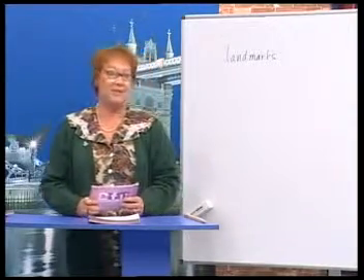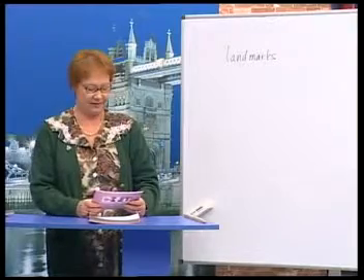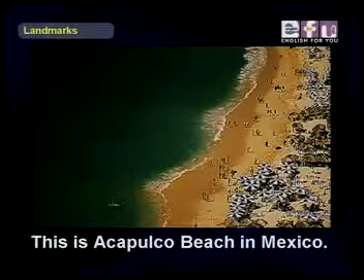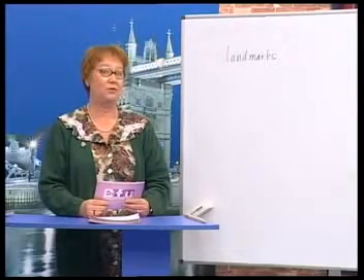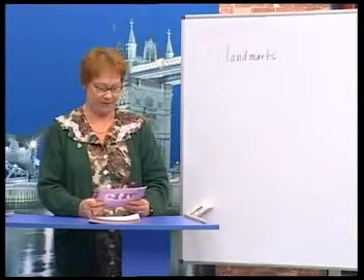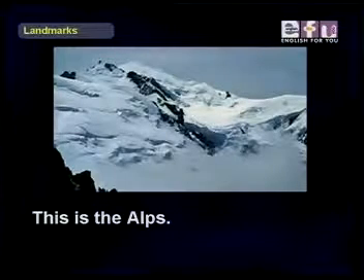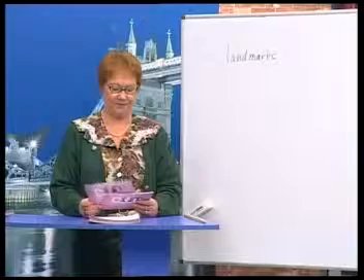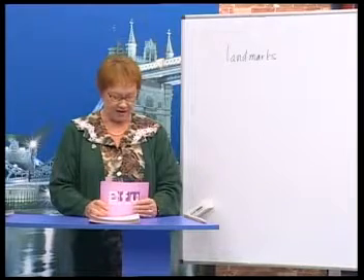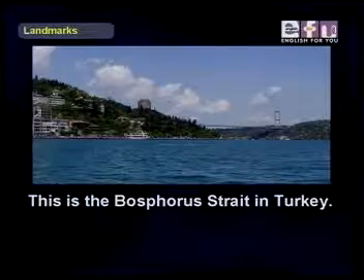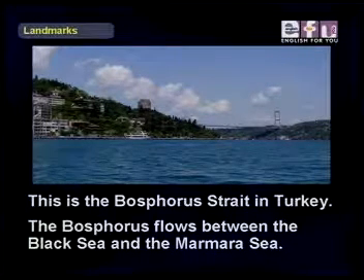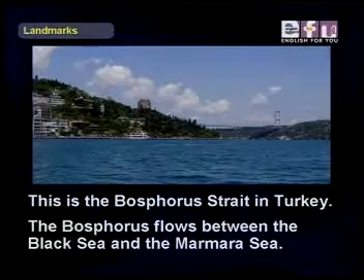Now, we're going to look at some of the world's famous landmarks. Maybe you know some of them. First, this is a picture of Acapulco Beach in Mexico. The next picture, this is the Alps. It's a mountain range in Europe. Then we have the Bosporus. This is the Bosporus Strait in Turkey. The Bosporus flows between the Black Sea and the Marmara Sea.